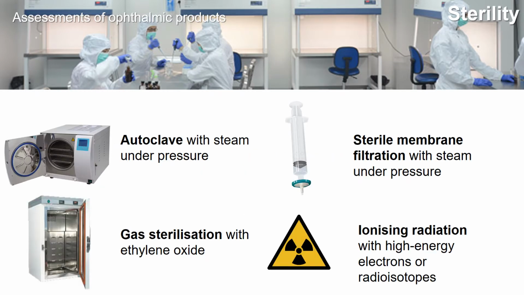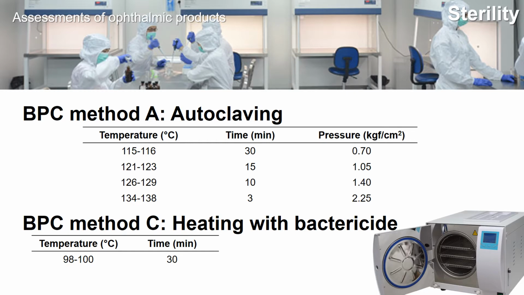Sterilization for sterile pharmaceutical preparations, including ophthalmic products, can be achieved through various methods including autoclaving, aseptic filtration, gaseous sterilization and ionizing radiation. You will be taught in more detail about the different types of sterilization later. BPC has listed 3 common sterilization methods for ophthalmic products. BPC methods A, autoclaving, and C, heating with bactericide, are sterilization methods involving heat.